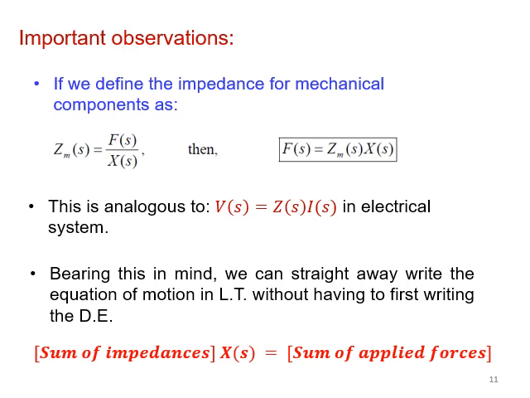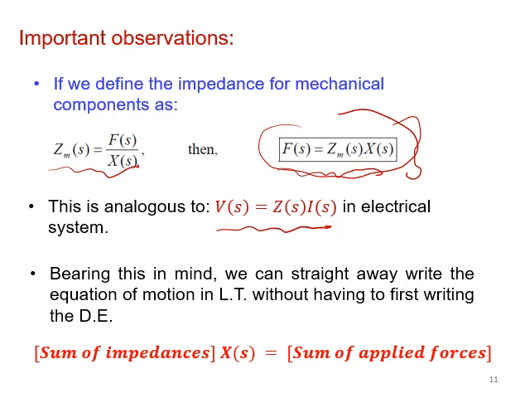Here are important observations that will help us in dealing with the coming systems after a while. It's going to simplify the coming systems. So Zm is equal to F over X. Then we can write it as F equal to Zm(s) into X(s). In this case, we can compare this equation to the analogous electrical system. So we can say this is similar to V equals Z i.